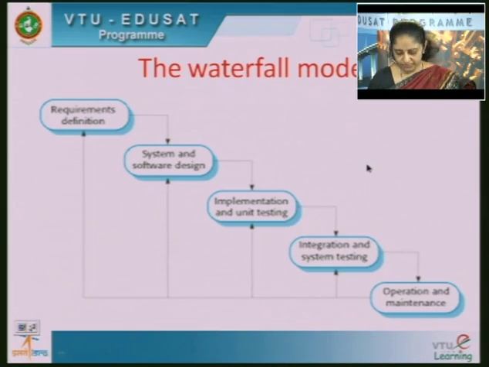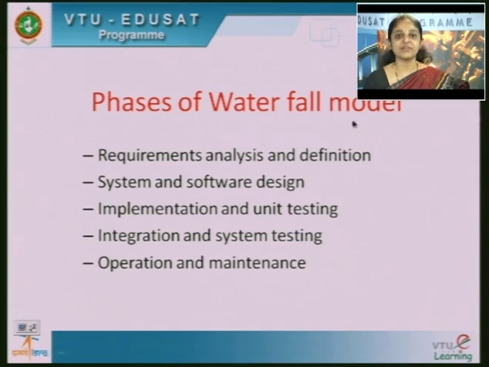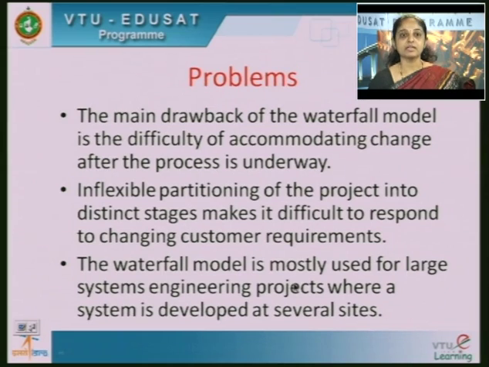Fine. It is not that you can't go back to the previous step in the waterfall model. You can, but it is a little difficult. That is why we do have arrow marks, so that you can go back, but it is a little difficult. We will talk about it. So, these are the phases of a waterfall model which we just saw: requirements analysis and definition, system and software design, implementation and unit testing, integration and system testing, operation and maintenance. These are the phases. Now, what are the problems with this waterfall model?